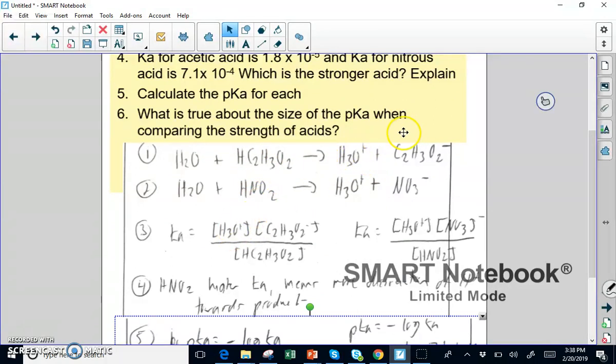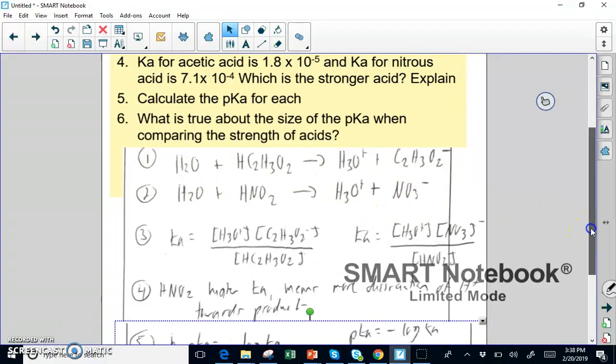For the Kas, it's products over reactants, so for the Ka expression for this reaction, this goes on the top, so does this, and on the bottom goes the acid. We don't include water because it's a liquid. And again, the Ka is always H+, the conjugate base, and then the acid. And same thing here you can see for the nitrous acid.